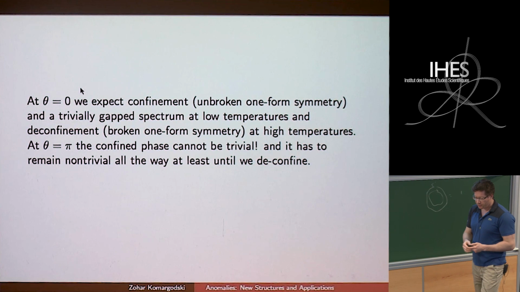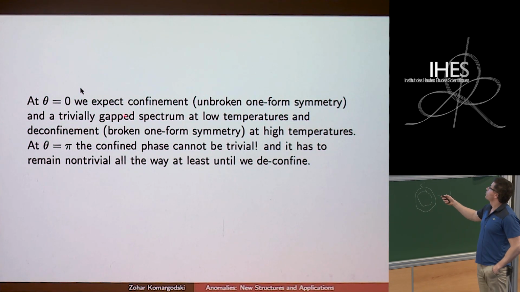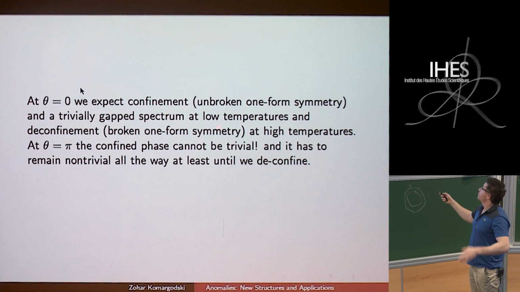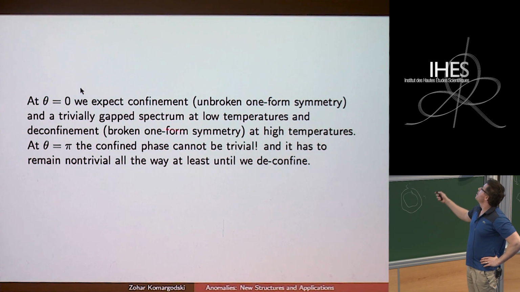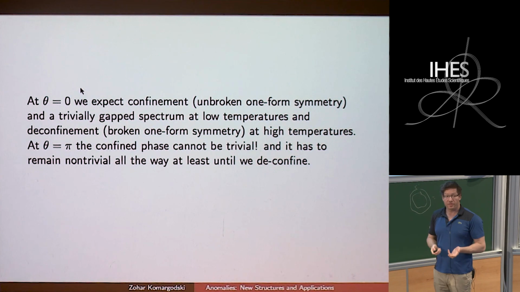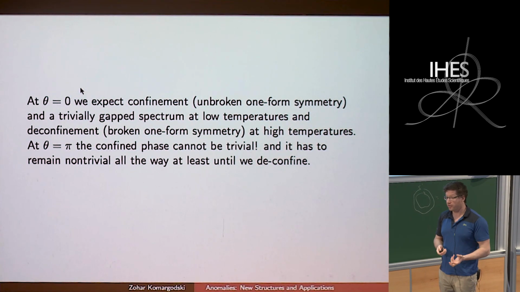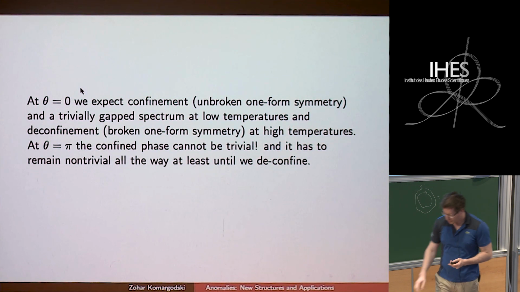So what we expect is that theta equals 0 is confined, trivial, and gapped, and then there's deconfinement at high temperatures when you go to the gluon plasma phase. At theta equals pi, actually, it turns out that the phase diagram cannot be that simple. There must be something going on already at 0 temperature. It cannot be confined and trivial. And even when you heat it up, this order in the ground state cannot disappear.